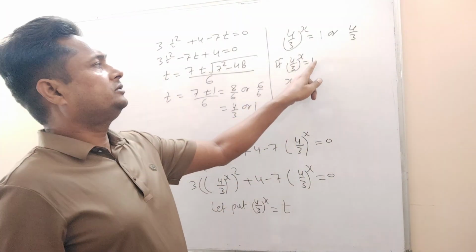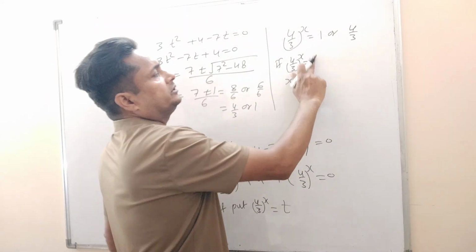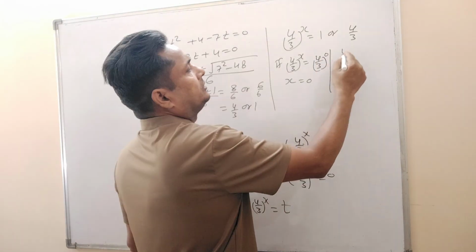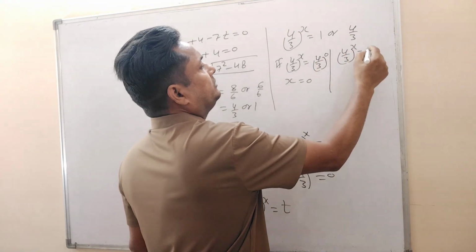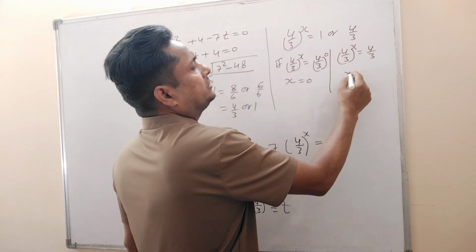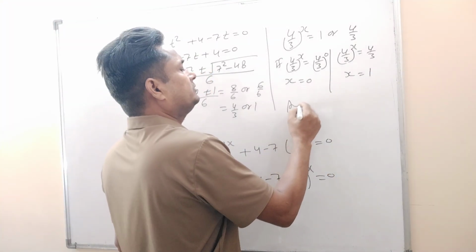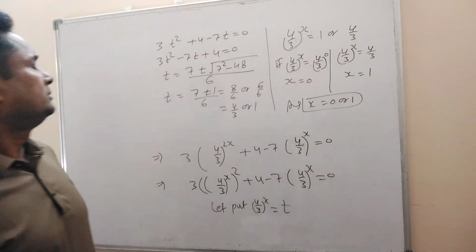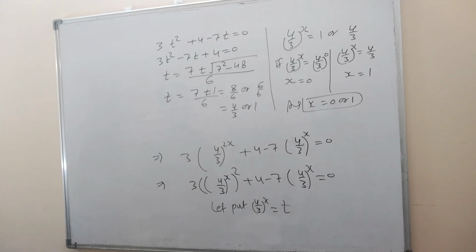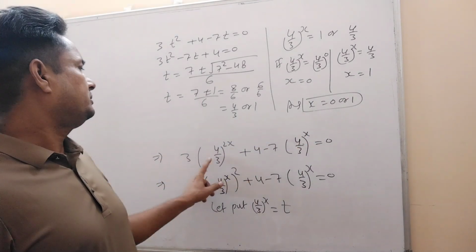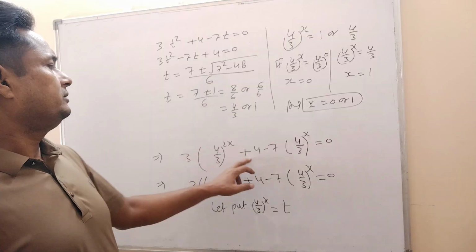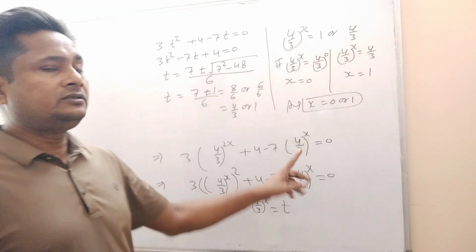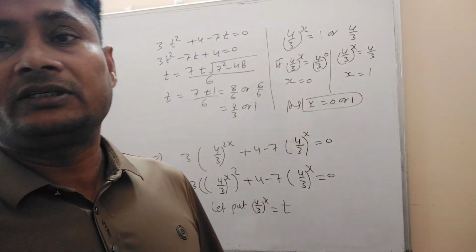If you put x equal to 0, this 1 can be written as what? 4 by 3 to the power 0. So if you compare, x is equal to 0. And 4 by 3 to the power x will be equal to 4 by 3. So x is equal to 1. So answer is what? x is equal to 0 or 1. So these are the two answers. You can substitute x equal to 0. This will be 1. So it will be 7 minus 7 is equal to 0. If you substitute here x is equal to 1, that will satisfy also.